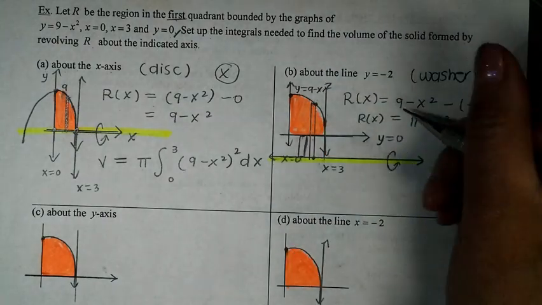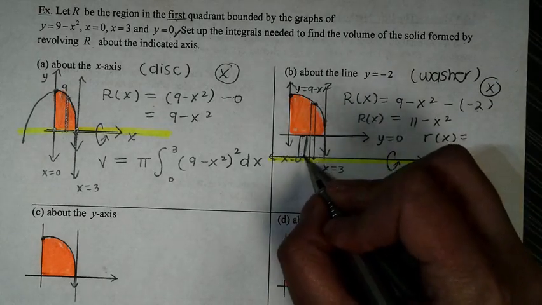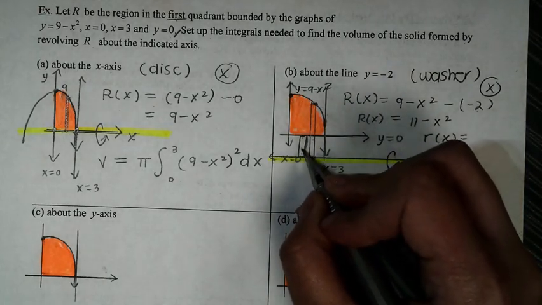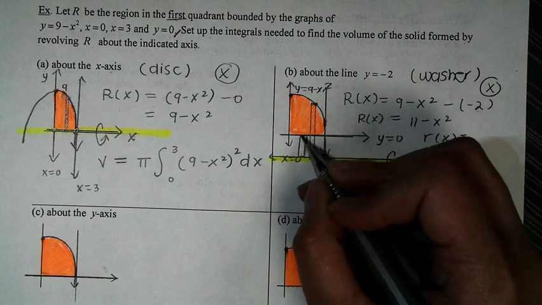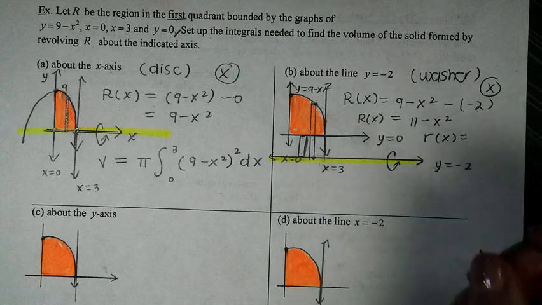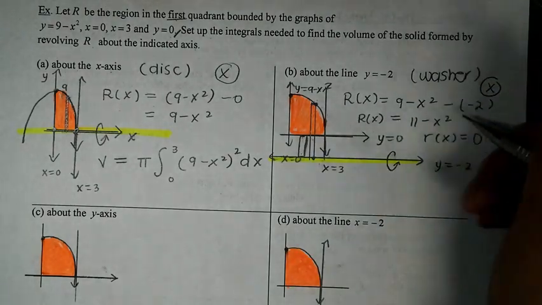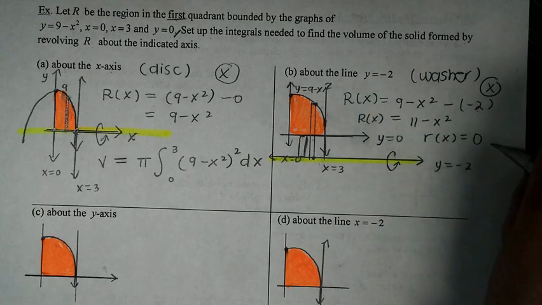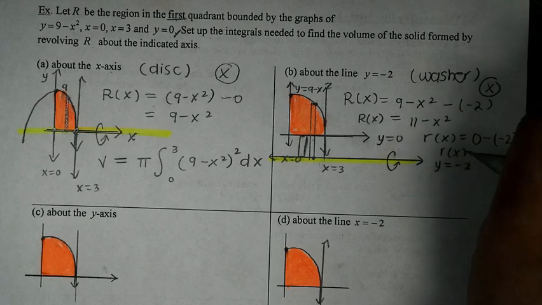Now, what is going to be little r? Little r of x is going to be this one that you have here, the height of the radius of the hollow, or of the hole that you have in the disk. So top here is going to be 0, and then your bottom is going to be again negative 2, so it's minus minus 2, so little r is going to be just 2.